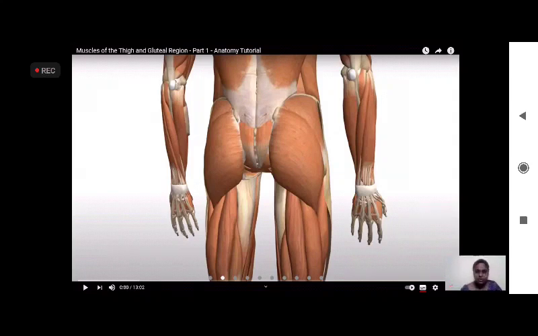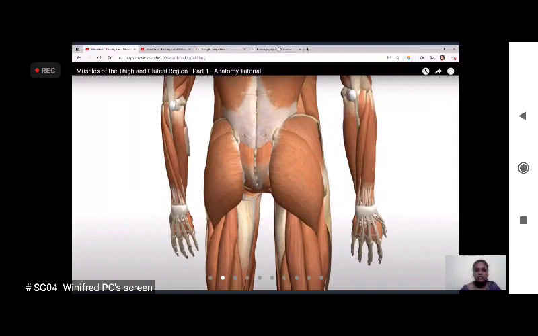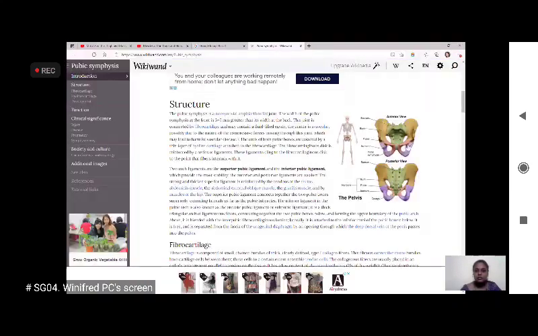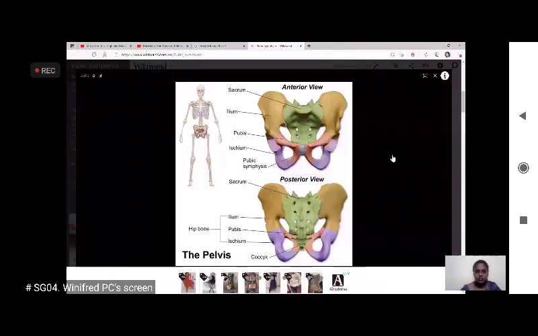Shall we start now? And I want the image to be shared first. Pelvis image? Oh, image, okay. Just a moment. Yes, can you see it?